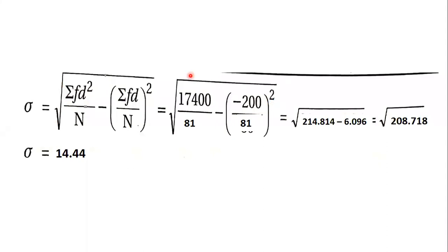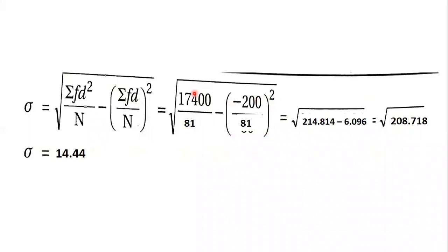So square root of 17,400 divided by n, which is 81, minus sigma fd, that is whatever we found out, minus 200, divided by n once again, so 81. There are a few corrections here in the numbers. Please make sure you do these corrections. I will be forwarding these notes also into the WhatsApp group. So now we are doing whole square. Now let's go on to the further calculation. Square root of 17,400 by 81 minus 200 by 81 whole square.